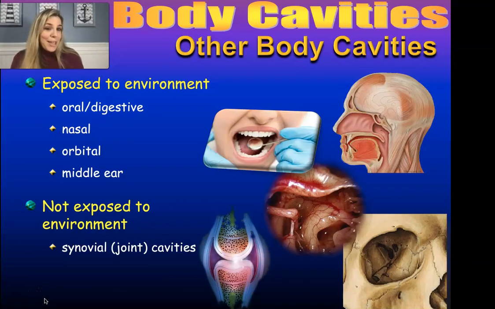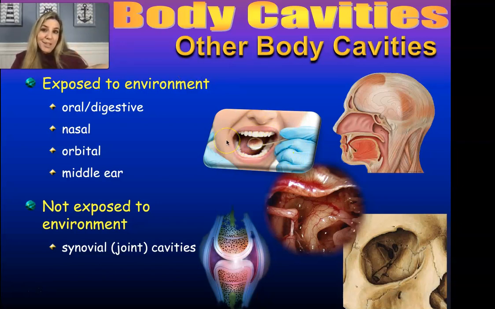Now, there are other body cavities as well. We've talked about the main ones, right? The ventral body cavity and the dorsal body cavity and all the subcavities that they contain. But really a body cavity just means anything where there's an opening into the body from the outside, or in the case of joints, it's internal, so it's not exposed to the environment. Let's take a look at some of these. Among the ones that are exposed to the environment, we obviously have the oral cavity, which is your mouth.